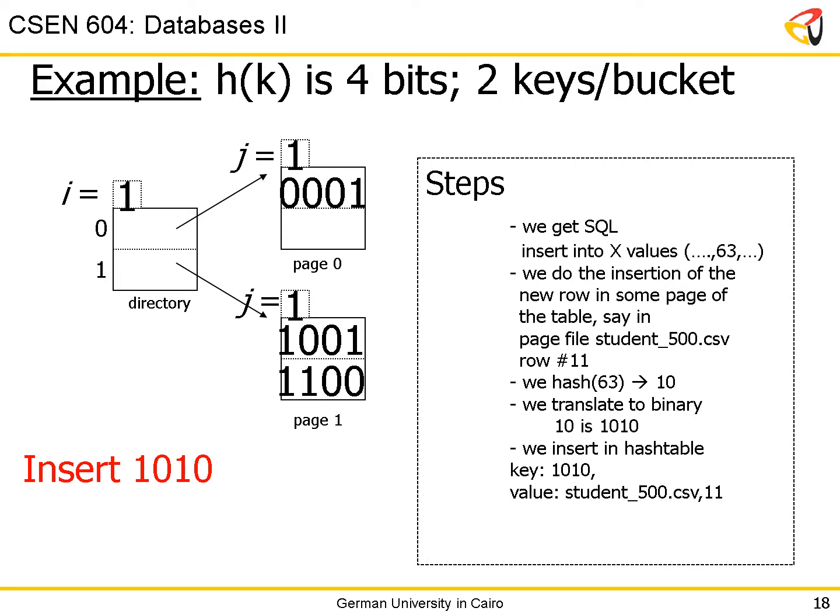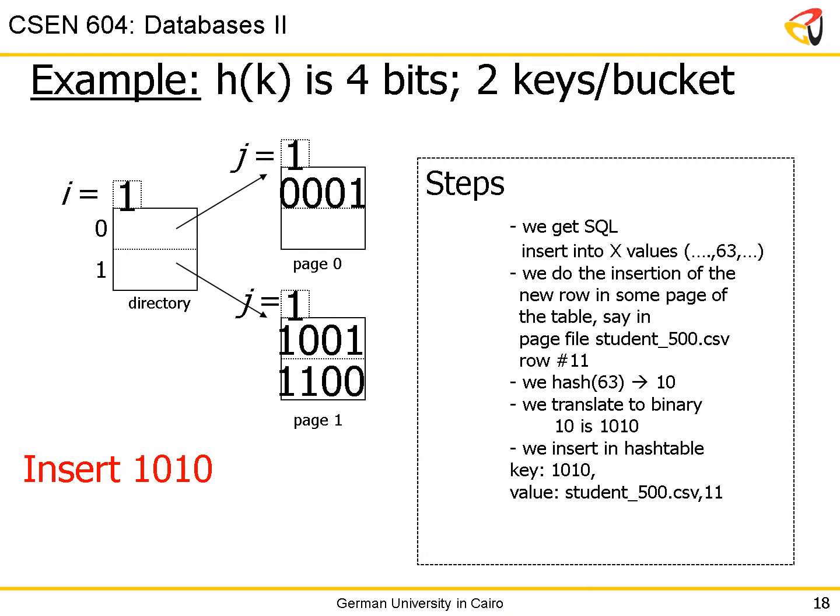What we're going to do is translate it to binary. The number 10 in decimal translated to binary is 1010. This is actually what we work with when we try to do the insertion in the extensible hash table, the binary equivalent. What we will ultimately insert is the key being 1010 and the value being where that row is, which is the file name or the page address, comma, which row in that page.